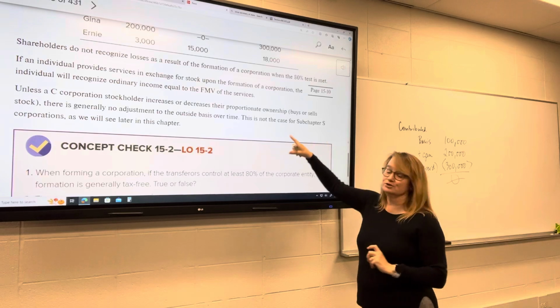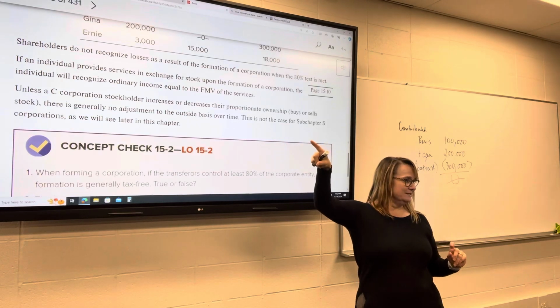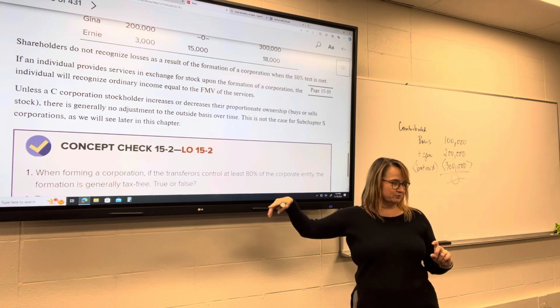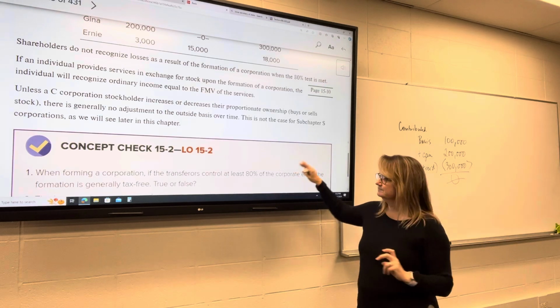S corporations are different though. Like I said, they're kind of a hybrid, so they've got that fluctuating basis issue that partnerships have. Okay.